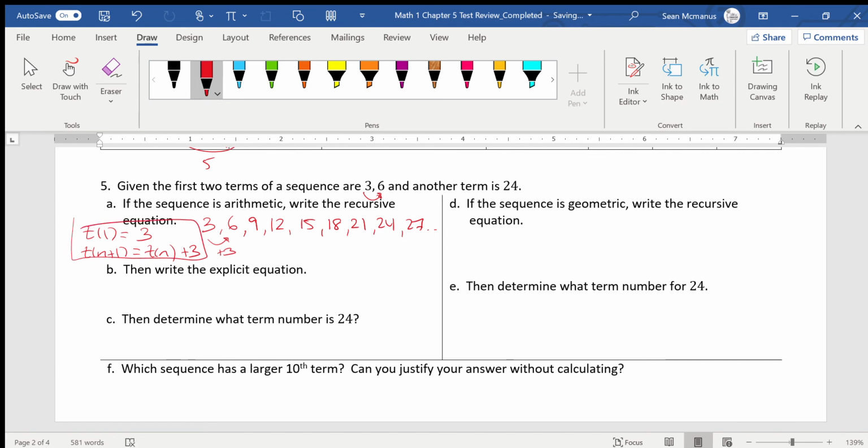This would be my formula. The explicit equation, right? For that one, I have to go backwards. So I got to find the 0 term, which would be 0. So the explicit equation, and what term is 24? Well, right, 1, 2, 3, 4, 5, 6, 7, 8. It's the 8th term.